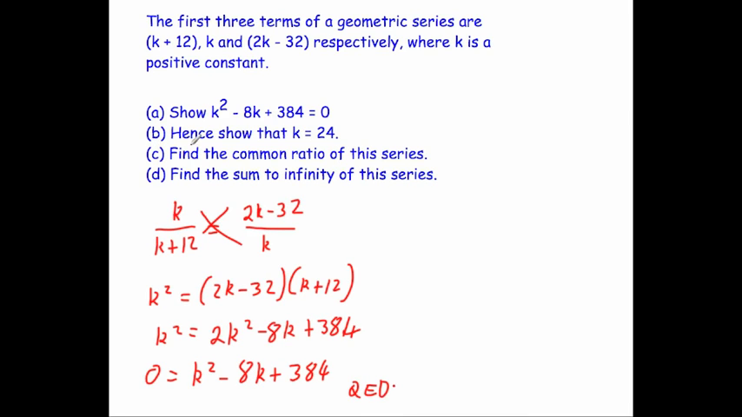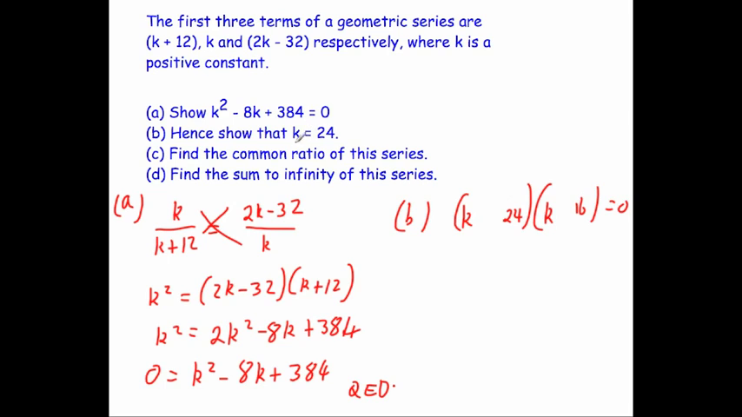Okay, part B. Hence show that k equals 24. So let's factorize this and solve it. So that was part A. We're now doing part B. So we're going to factorize this. That equals 0. Now we know that it's k and k at the front of each bracket. And I'm going to cheat a little bit here because it says show that k is equal to 24. I'm just going to put a 24 here because I know that it's going to have to be a 24. And if I do 384 divided by my 24, I get 16. So I've cheated there, but why not?